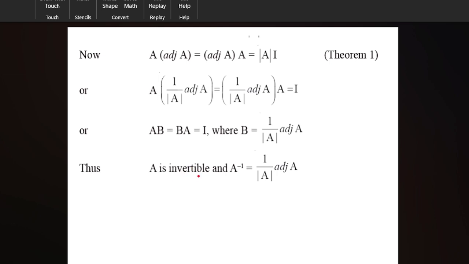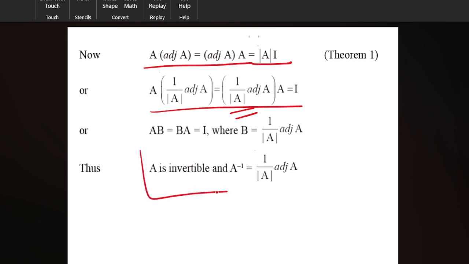Now, how do we find A inverse from this? A into adjoint of A equals determinant of A into I. If I go through this, we can write I equals A into adjoint of A by determinant of A. So this part we can consider as B, that is A inverse. So A inverse equals 1 by determinant of A into adjoint of A. This is very, very important in solving a system of linear equations.